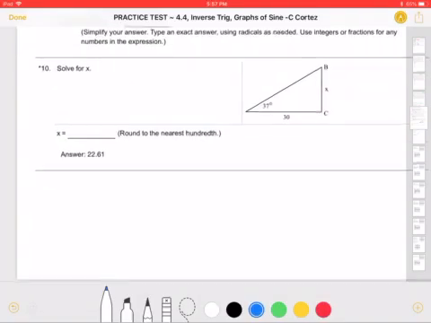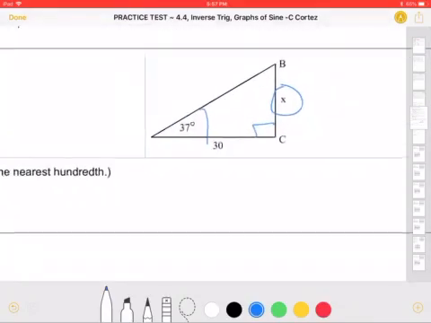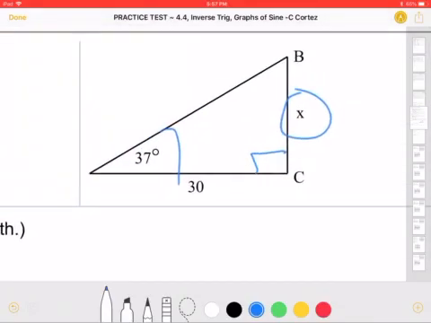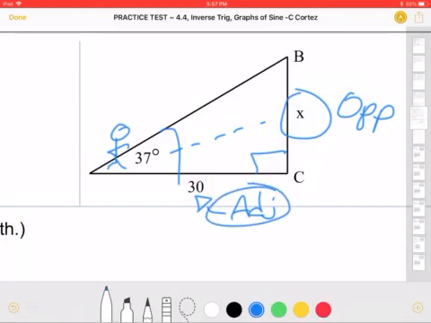Inverse trig is up next. We have an angle of 37 here. This is a right triangle, so inverse trig is fair game. We're trying to solve for this length here. So let's think. What trig function is going to use our adjacent? Like imagine you're standing here. You definitely have your opposite, and you have your adjacent. So which trig function uses both of those?